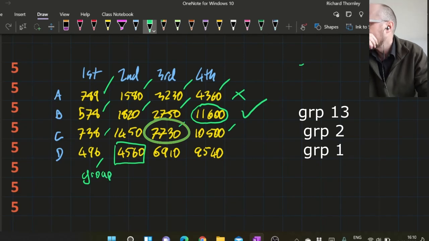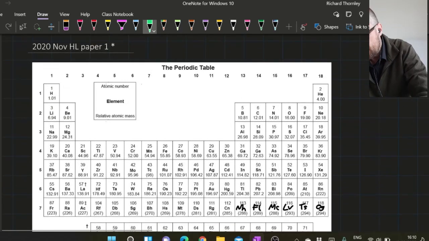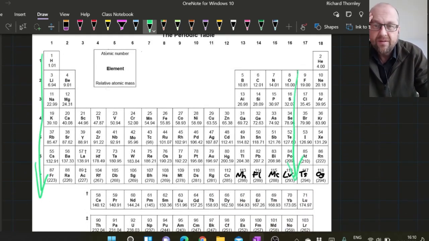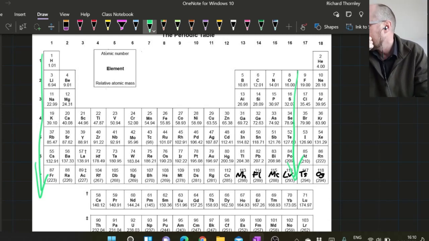What are we after? Group 13? So that's B, 5B. Is that right? Yeah. Trends going down group 1 and group 17. Well, easy trends for going down group 1 and group 17 is they have increasing atomic number, increasing mass number. Is that going to help? No.